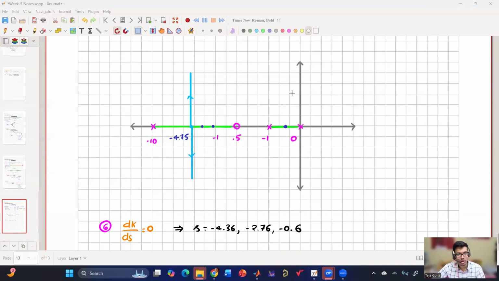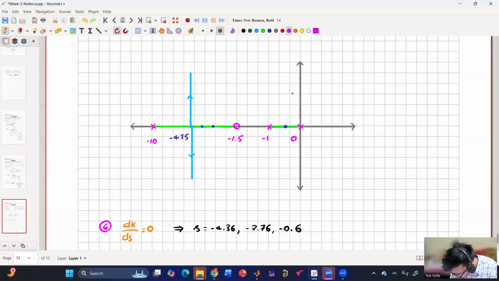Now this is a little bit tricky. With the zero at -1.5, we know that the pole will move towards the zero. And now these two poles are hitting at this point, right? This is moving like this, this is moving like this. So one is the breakaway point, one is the break-in point.